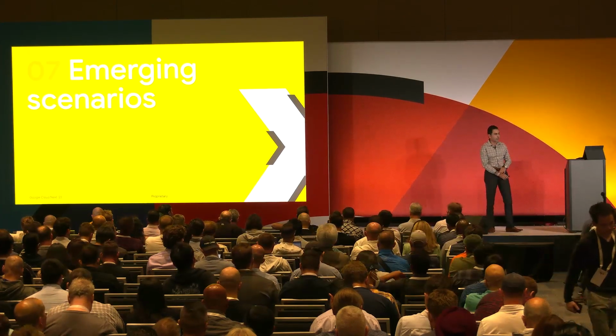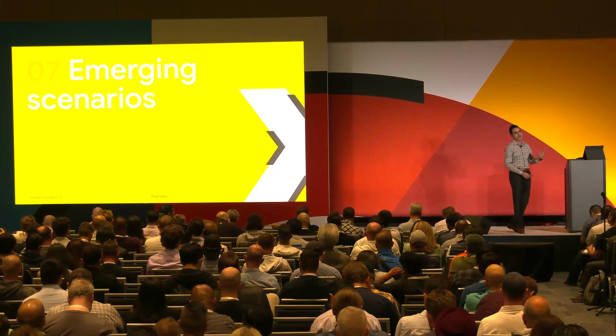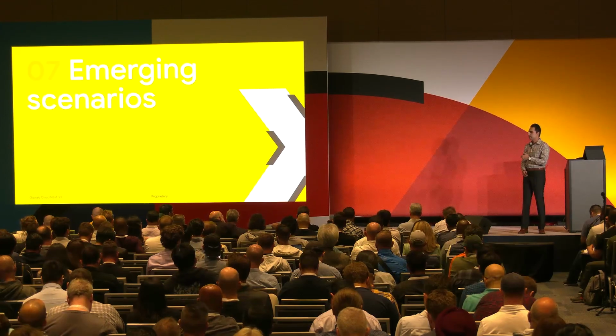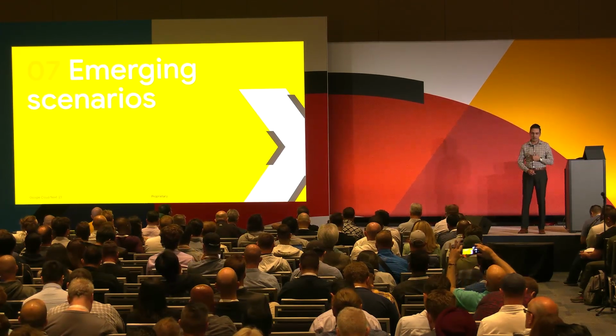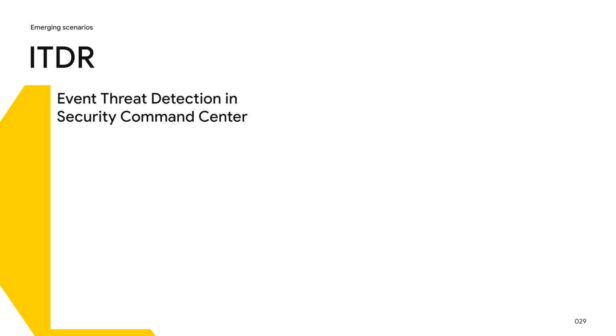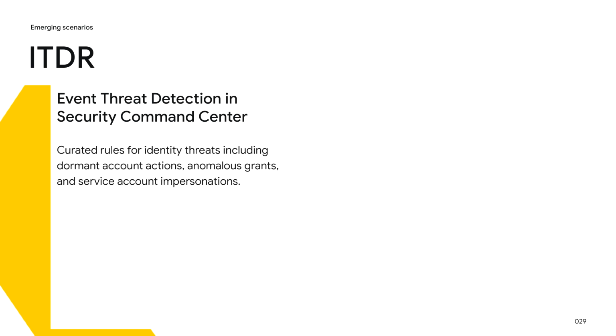So in terms of emerging scenarios, one thing I mentioned in the beginning is that identity is the ultimate threat surface. It is also the ultimate control surface. So one area where directionally a lot of investment is happening is identity threat detection and response. We've already started making these capabilities available in the Security Command Center. So if you use event threat detection in Security Command Center, you can get curated rules for identity-related events.